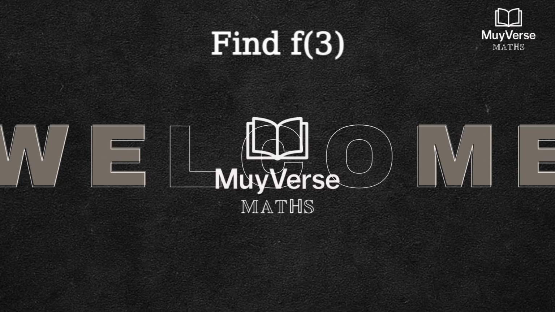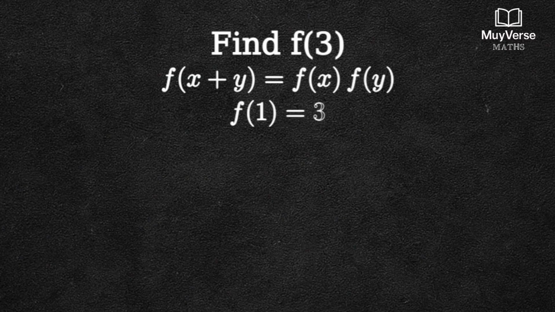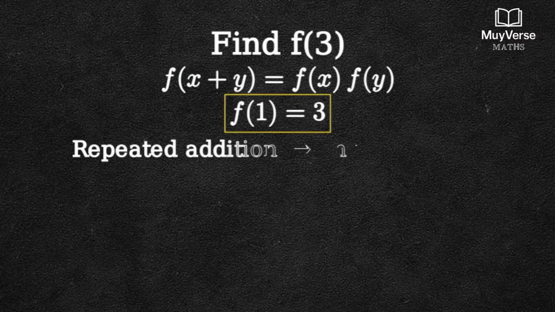Our goal is to compute f(3). Given the rule f(x + y) = f(x) × f(y), and the value f(1) = 3, we will display the rule and the given value. Think repeated addition. Adding 1's turns into multiplying by f(1).